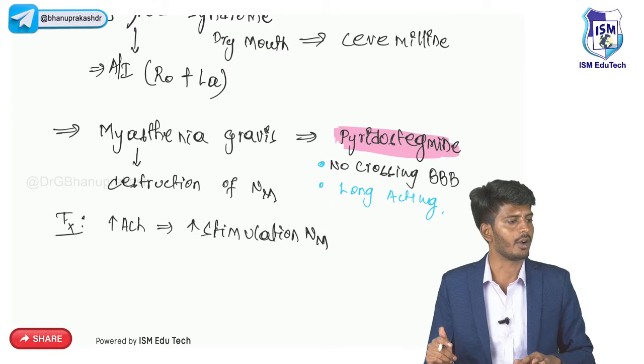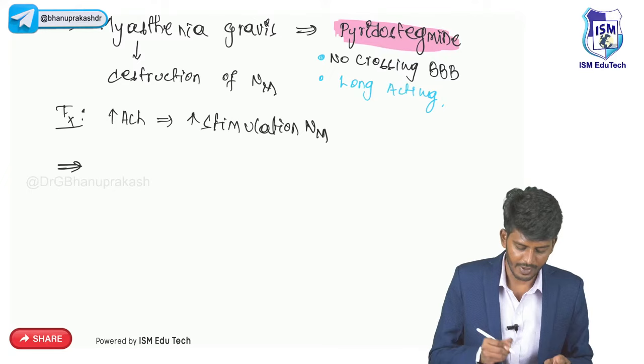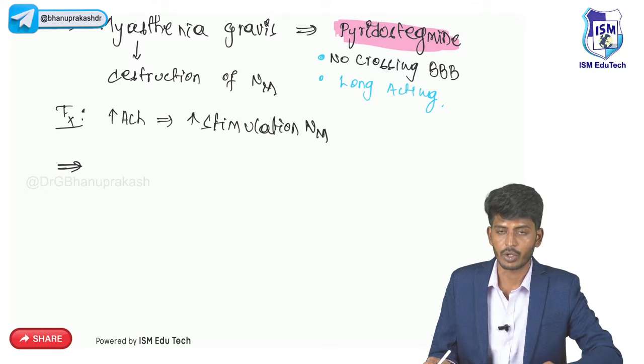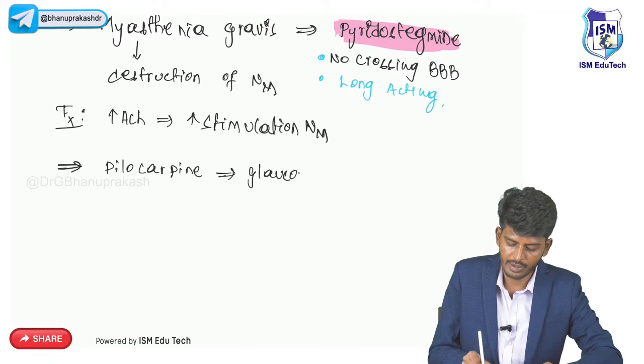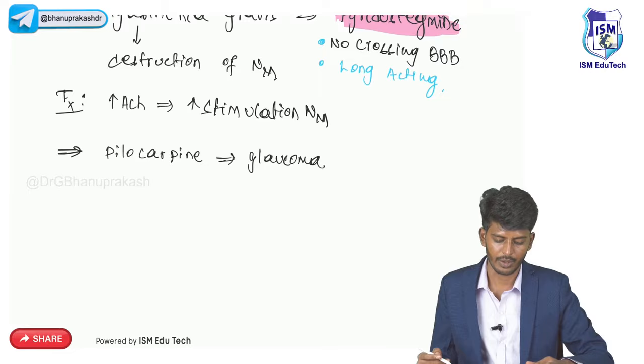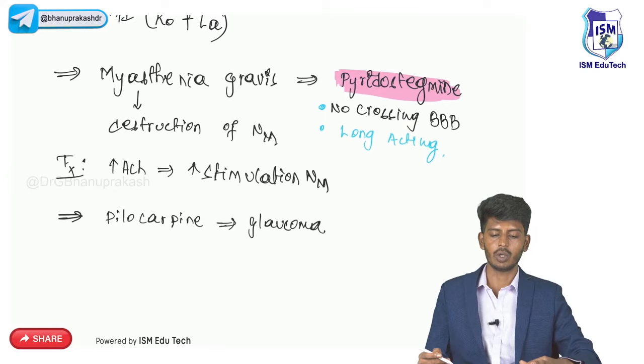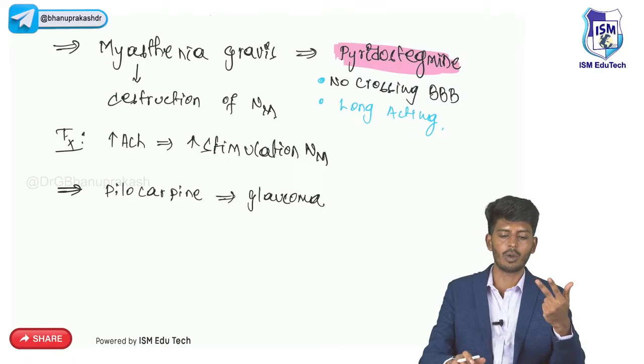Now, apart from myasthenia gravis, where else can we use them? There are some other uses. You need to know them. These drugs, especially pilocarpine, are used in glaucoma patients. Now, glaucoma treatment is a different strategy, but they can be used. Okay. So, these are the very important uses: myasthenia gravis, Alzheimer's, Sjögren's syndrome. Apart from that, you need to remember post-operative urinary retention and ileus.